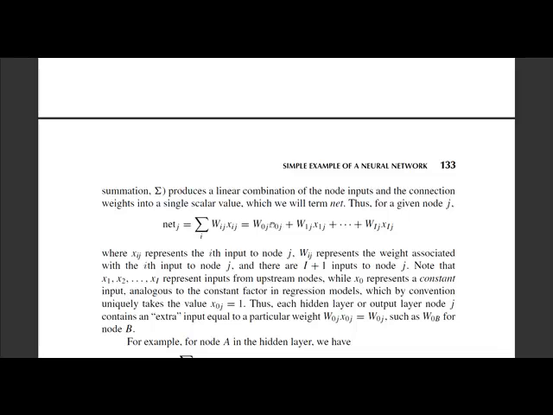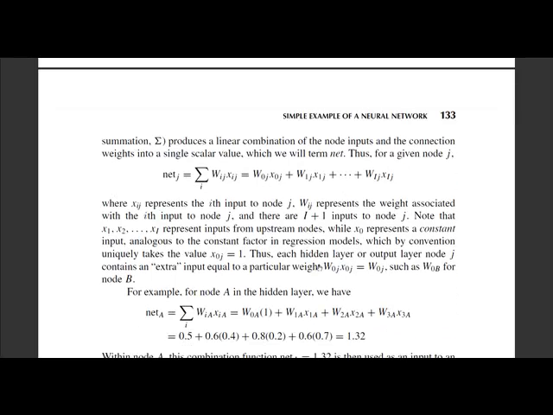By convention it uniquely takes the value x sub 0 j equals 1. So we're going to set it to 1, and then the weights will be adjusted so that the product of the weight times that 1 will not necessarily be 1. This is kind of like a constant term. Thus, each hidden layer or output layer node J contains an extra input equal to a particular weight W0J, X0J. But since we're going to set X0J to 1, then really this is just W0J, such as W0B for node B. Okay, so for example, for node A in the hidden layer, we have net A.